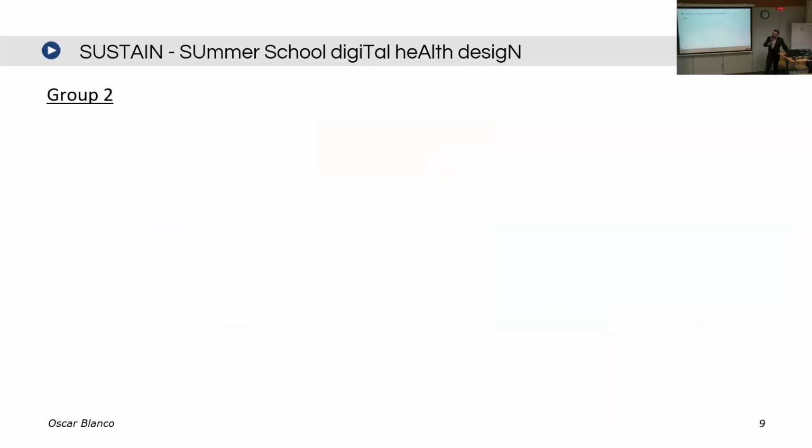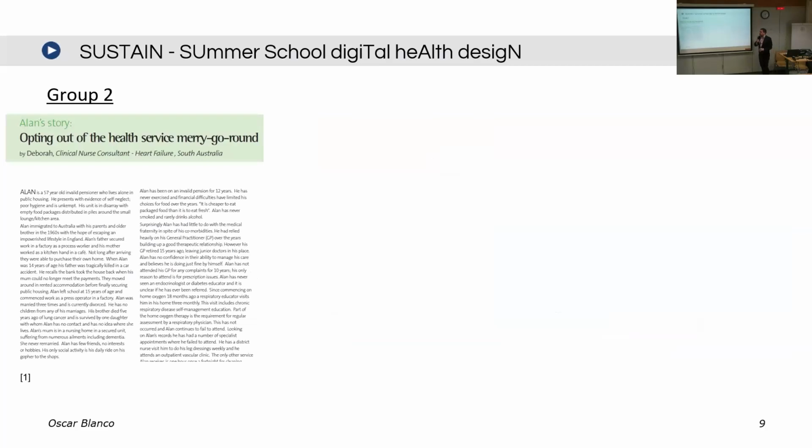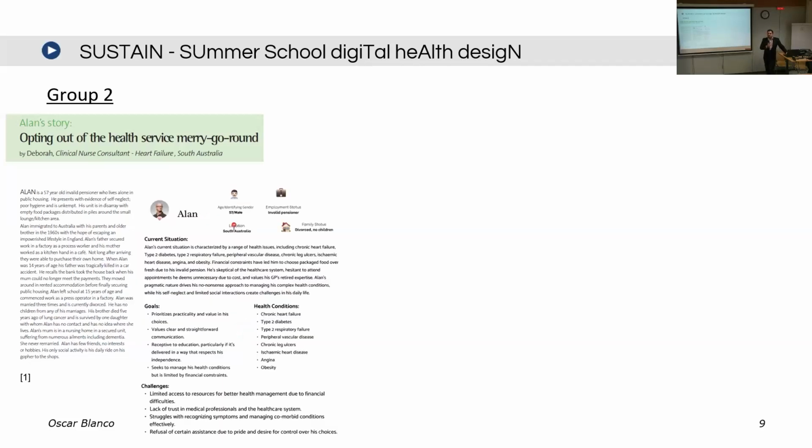Group 2 had a different case study and took a slightly different approach. Group 2 was tasked with Alan's story, opting out of the health service merry-go-round. In this case, you have Alan, who's a little bit younger. He's a 57-year-old pensioner, but because of his very complex set of comorbid chronic diseases, he has a lot of problems trying to take care of himself because he doesn't know so many people where he lives in Australia. Here's the persona that group 2 created with Alan, his location, what his employment status looks like. He is divorced, he doesn't have kids.